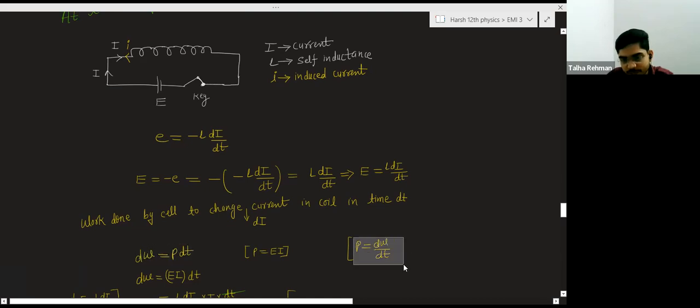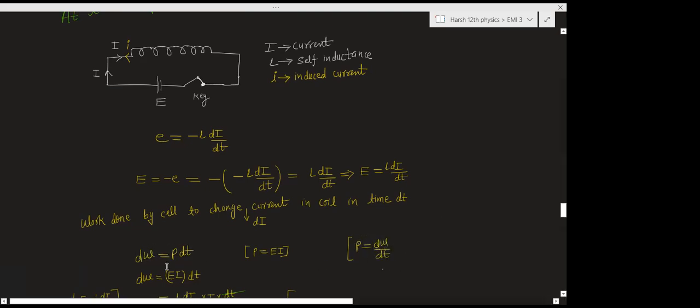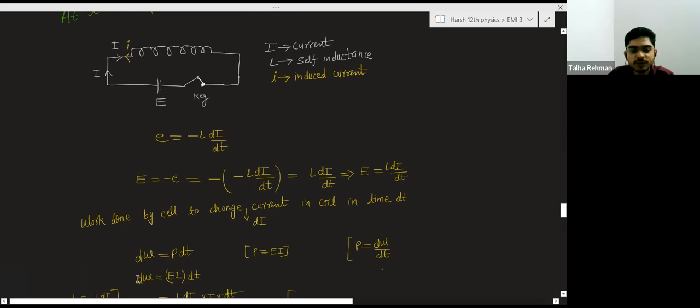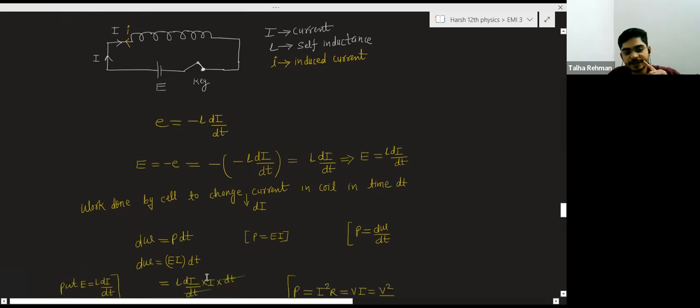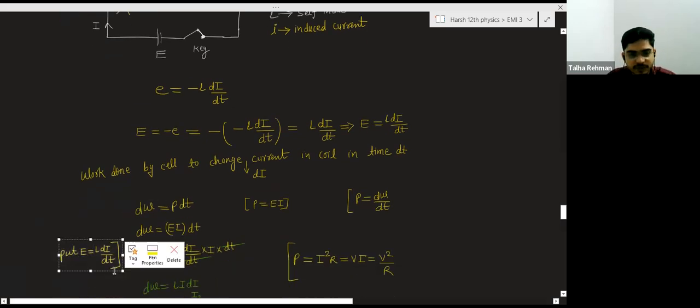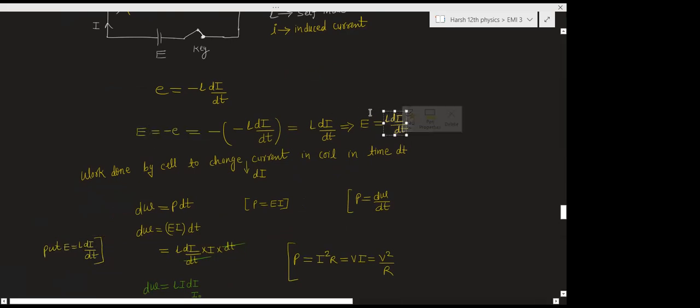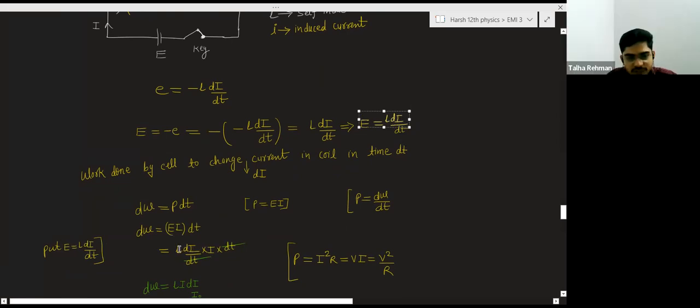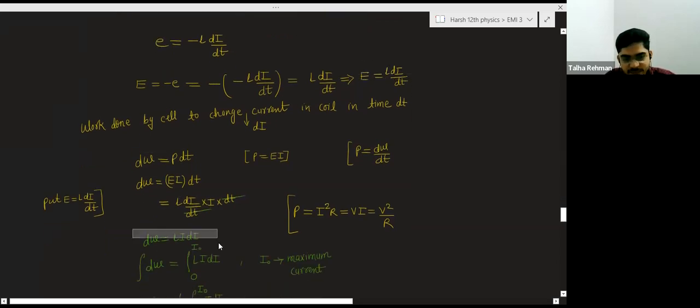From this formula, dW is equal to P into dt. So dW is the small work done in changing the small current di. What is P? The power of this circuit, EMF into current, so dW is equal to E I dt. Now integrate this equation and put in this value of E. E is equal to L di by dt. So dt and dt will cancel out, and we will have L I di.